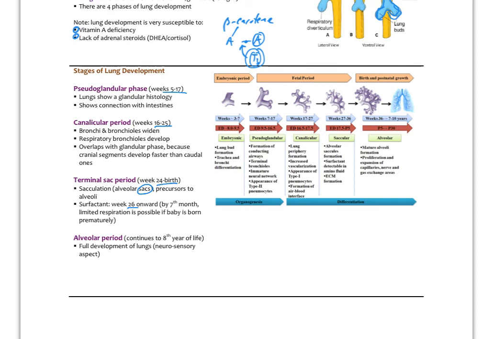And then the alveolar period continues up until the 8th year of life, and that's where we really develop our alveoli further, and we have full development of the lungs and the neurosensory aspect. So that's a little bit on lung embryology. So that covers it for the upper and the lower respiratory system. Our final thing is to look at some of the basics of pulmonary physiology, and then we're done with the lung anatomy and physiology section.